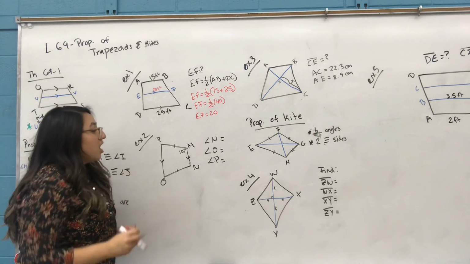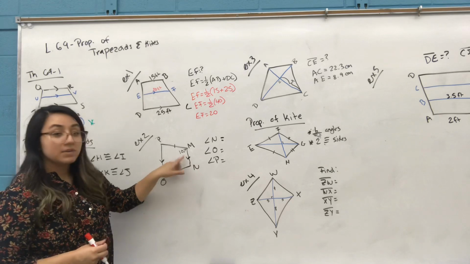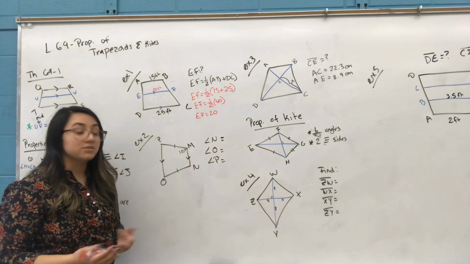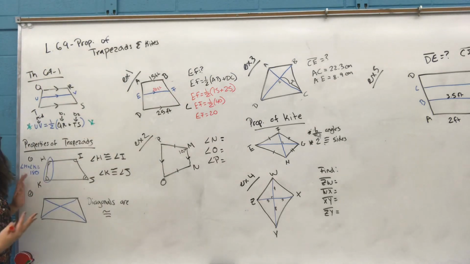Example 2. All we have is the measurement of angle M. It's that corner right there. We have to find the three other angles there. So to find it, we go ahead and use one of these properties. I think the easier one to use is to find what the top is.